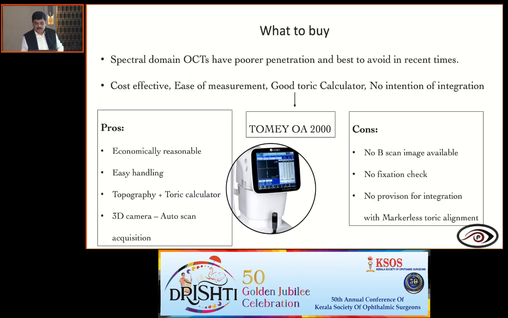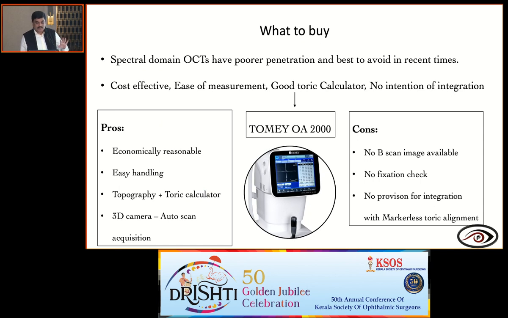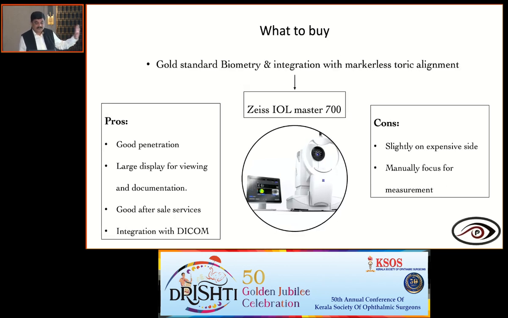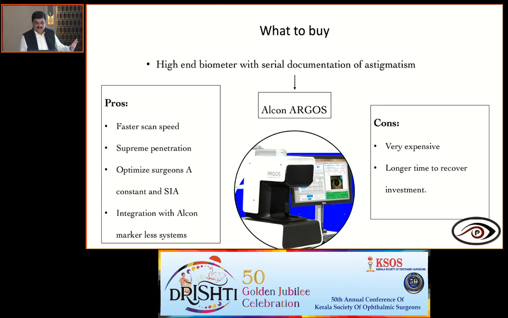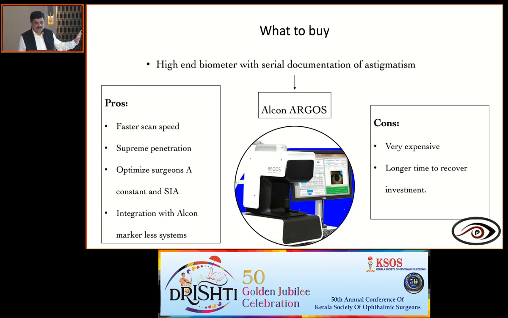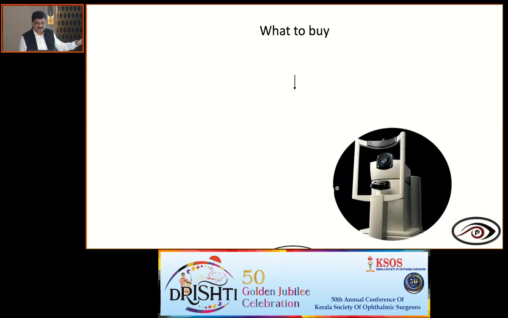So in the end, I just want to tell what to buy. If you want a cost effective, good toric calculator, Tomey holds good because of the price factor. If you want gold standard biometry integration with the markerless toric element, go for IOL Master 700, that is the best. Then still, if you want to go for a higher end biometer with serial documentation in astigmatism, I think Argos gives the best result.